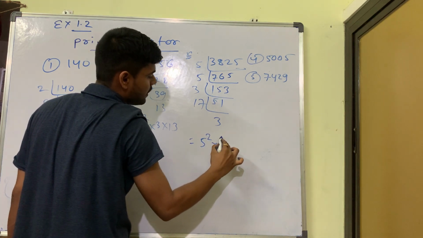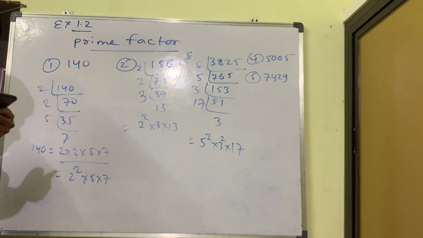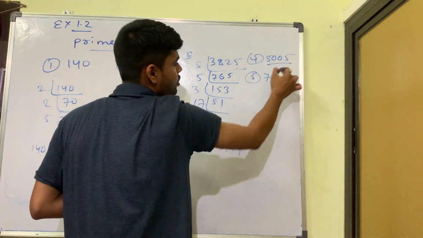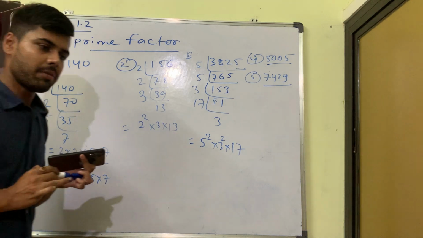5 squared, 3 squared into 70. What is the answer? Let me see. 3 5 5, right answer. Okay. So same as it is, we have to do this for the two numbers. Understand? So I hope the first question is clear. So shall we move to the next question?